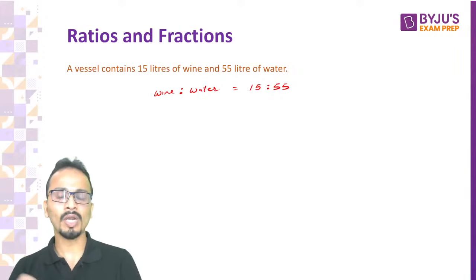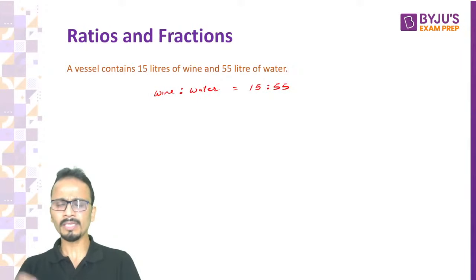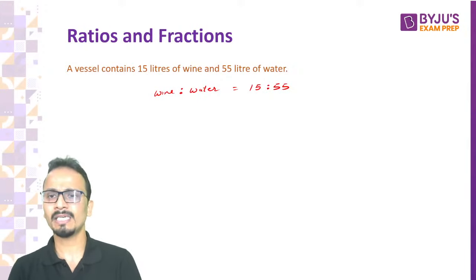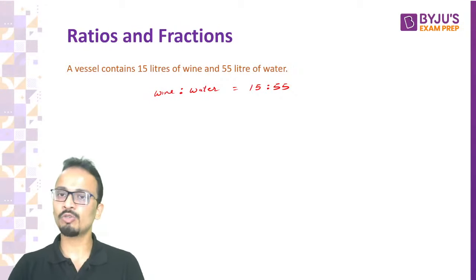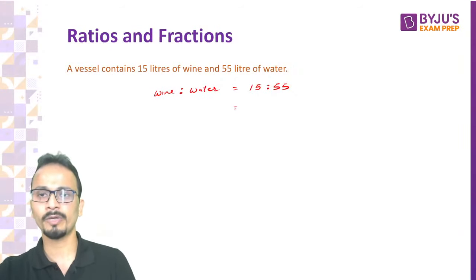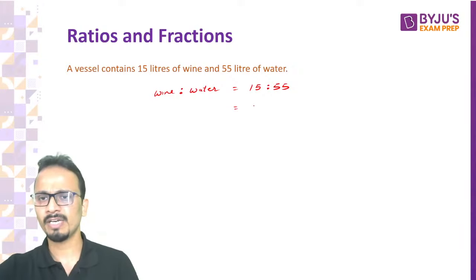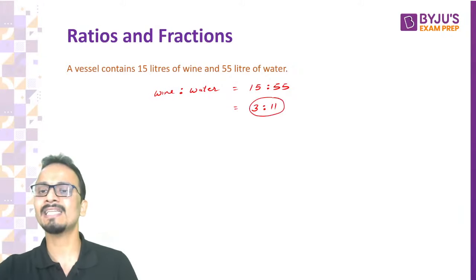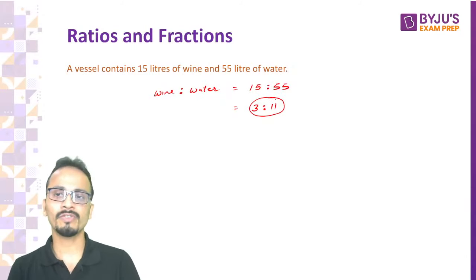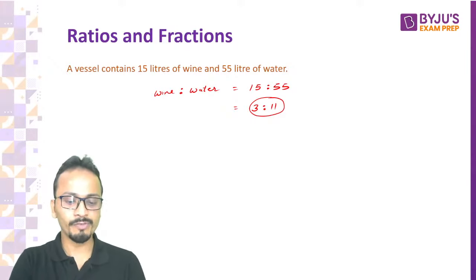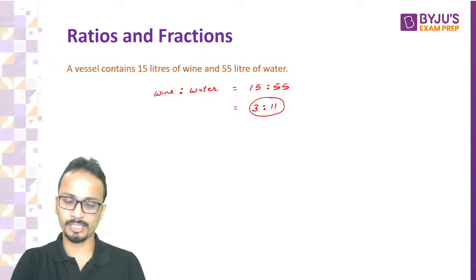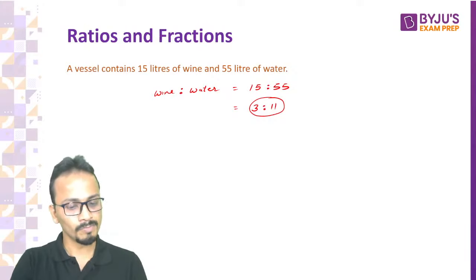Now let us understand what I mean by simplest form. First of all, we take out all the common factors among these numbers. For 15 and 55, the common factor is 5. If I take out the common factor of 5, I'll be left with 3 here and 11 there. So I can say that this is the simplest form of the original ratio. Again, there is no harm even if you leave this ratio like this.